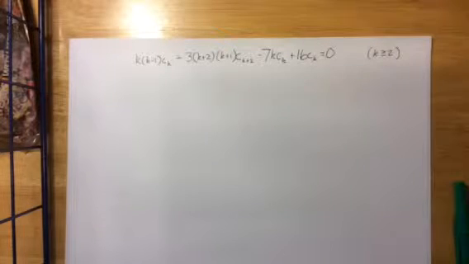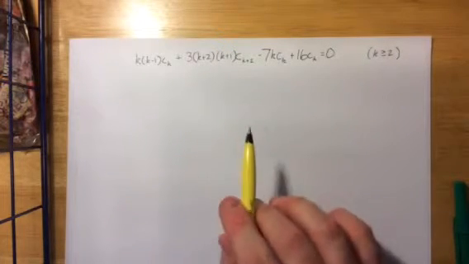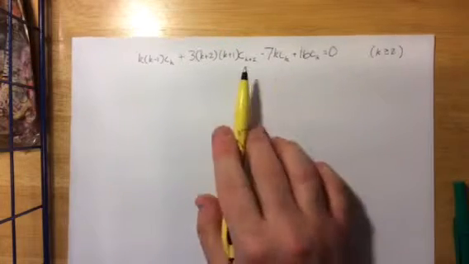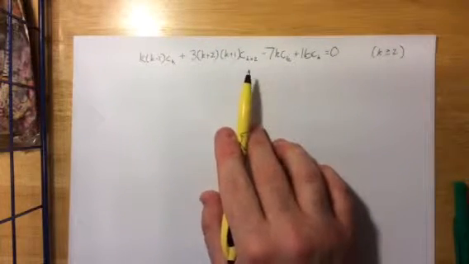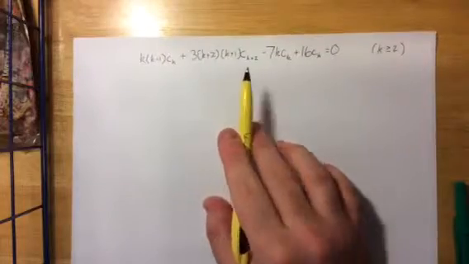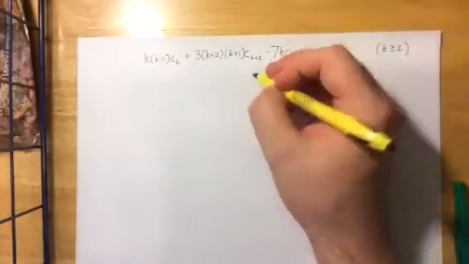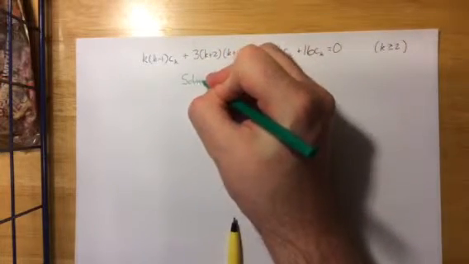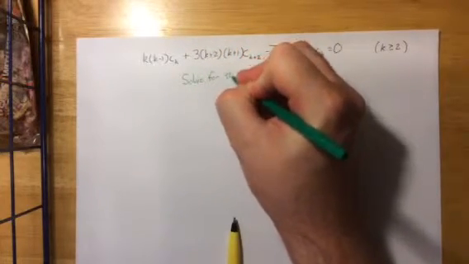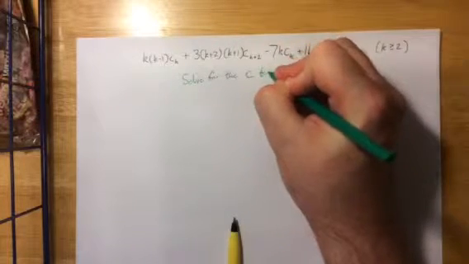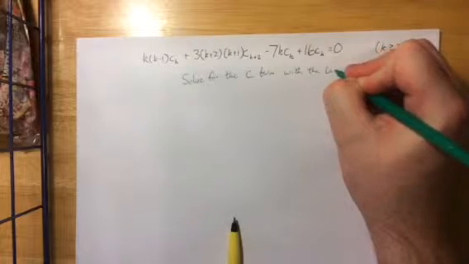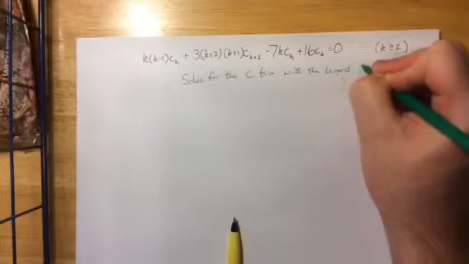Now, in order for this to be true for all k greater than or equal to 2, it would make a lot more sense for us to actually solve for the highest index that we see here. So that's what I'm going to do. I'm going to solve for the c term with the largest index.